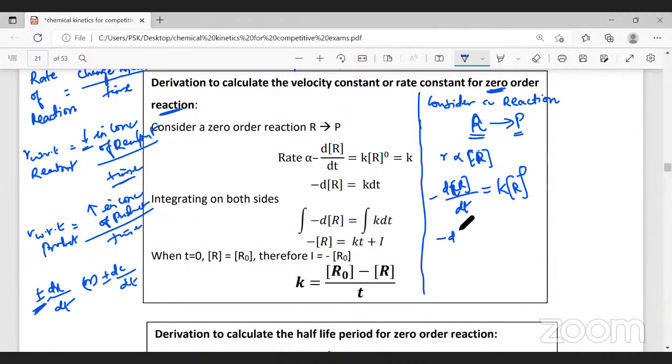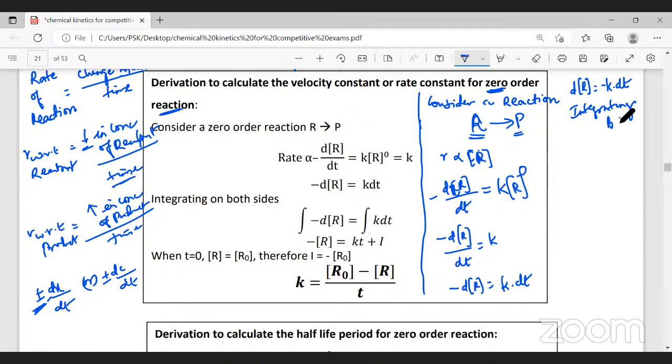So what will we write? Minus change in concentration of the reactant with respect to time will be equal to K. Yes or no? Because anything to the power 0 is 1, and 1 into K is K. Now we will rearrange the terms. We write minus change in concentration of the reactant equal to K into dt. We cross multiply this K into dt. Now we can take the minus sign towards the right. Change in concentration of the reactant will be equal to minus K into dt. Now integrating both the sides.